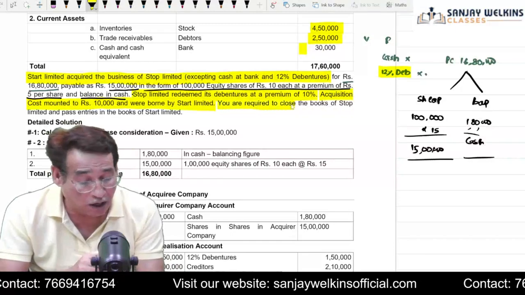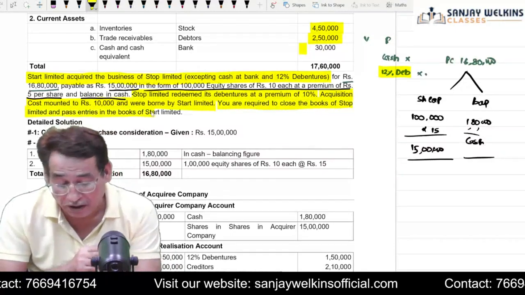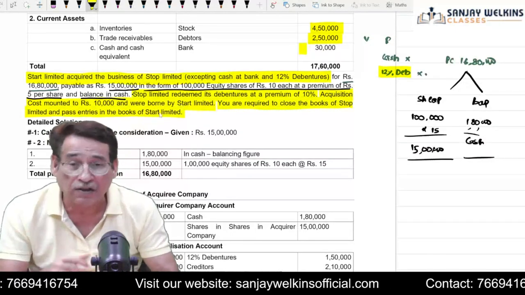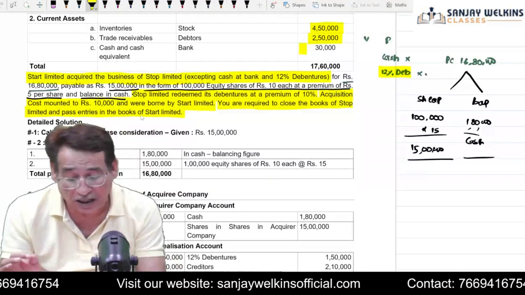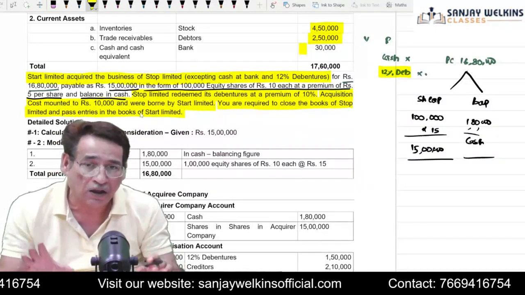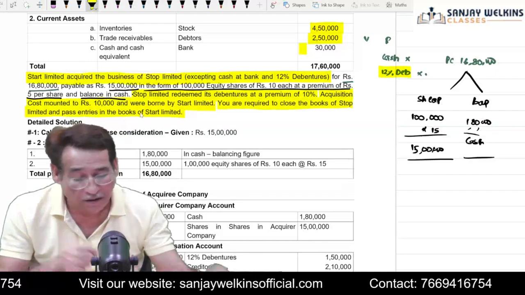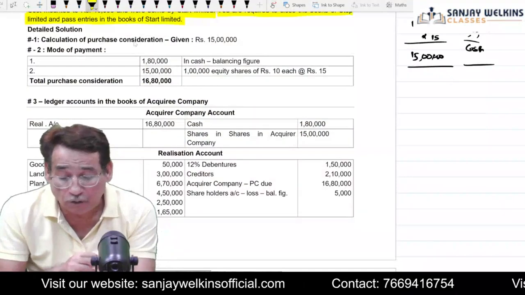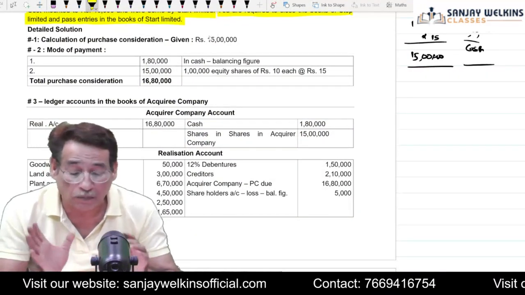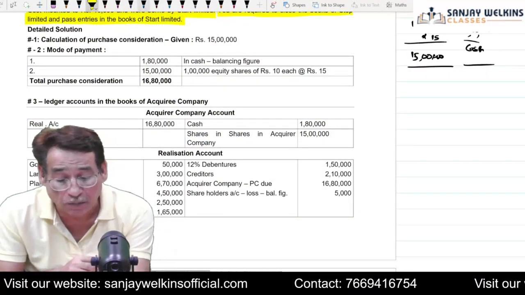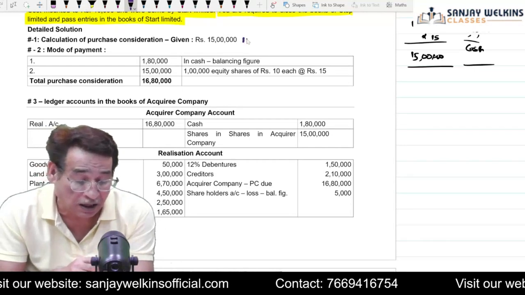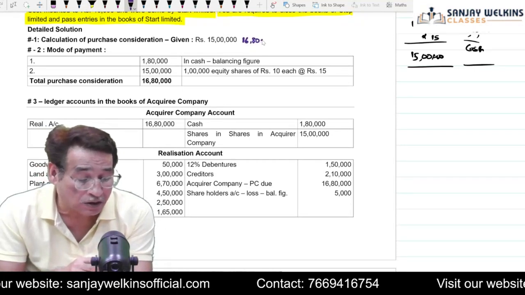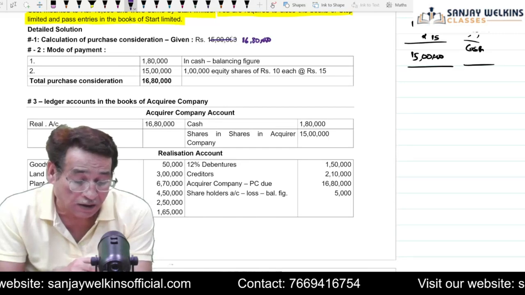So you are required to close the books of Stop Limited, correct? And pass entries in the books of Start Limited. Question has simply stated pass entries in the books of Start Limited. So in the books of vendor company, when I will solve this question, first of all, I will note down what is the amount of purchase consideration. Actually, the amount of purchase consideration is 16,80,000, not 15 lakh, correct?